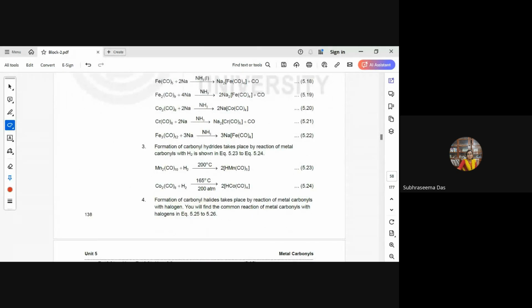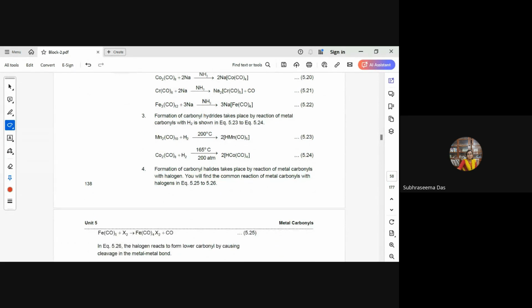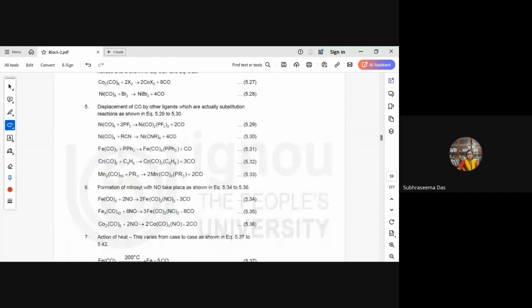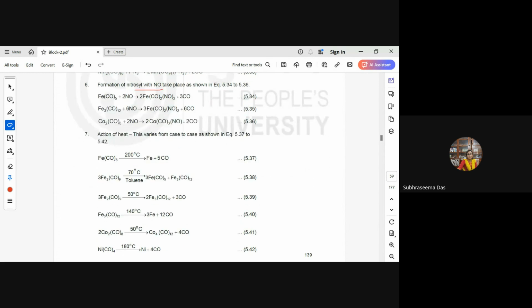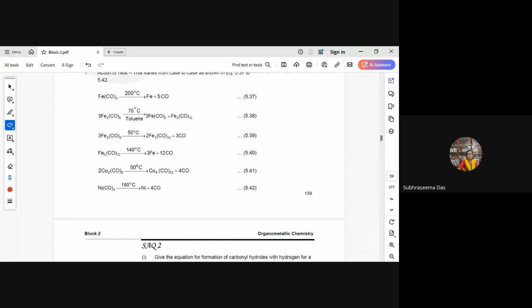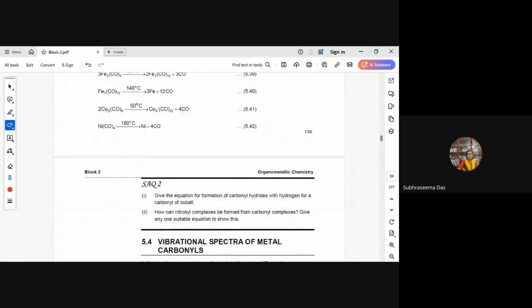Formation of carbonyl hydrides also takes place. Here is the formation of carbonyl halides, and these are some of the important reactions. Displacement of CO and the formation of nitrosyls also take place. So these are some of the important reactions of carbonyl compounds.